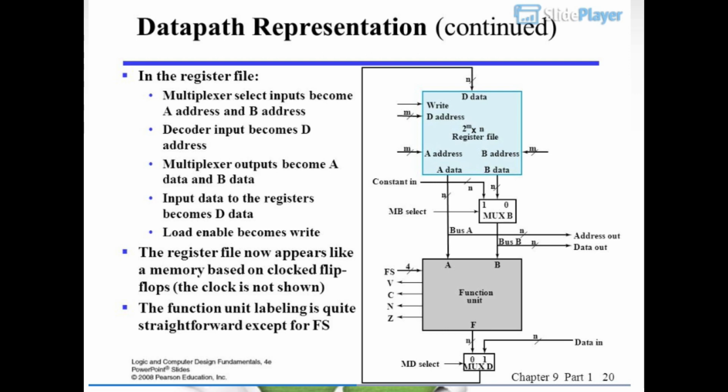Address out, data out, constant in, MB select, bus A, bus B, Fs, V, C, N, Z. MD select, N, D data, write, D address, A address, B address, A data, B data, MUX B, register file, A, B, function unit F, MUX D, data in.